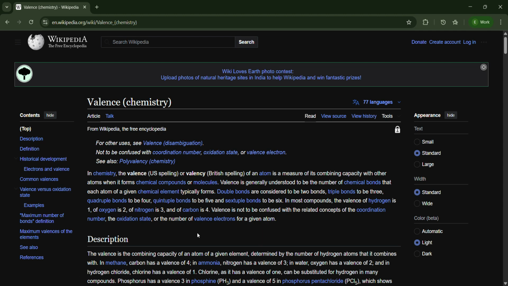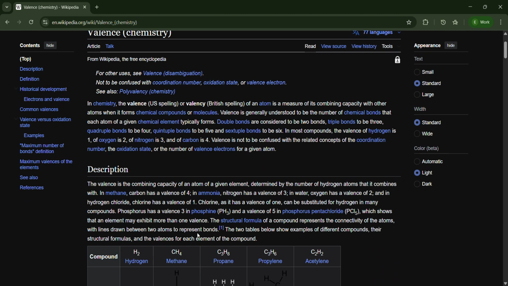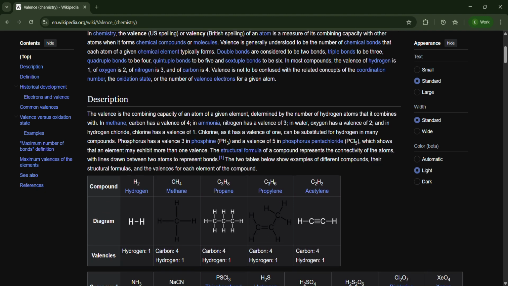Okay, so valence is different from valence electrons. The valence is the combining capacity. Yes, as I said, the valence is the combining capacity of an atom of a given element determined by the number of hydrogen atoms that it combines with. In methane, carbon has a valence of 4. In ammonia, nitrogen has a valence of 3.